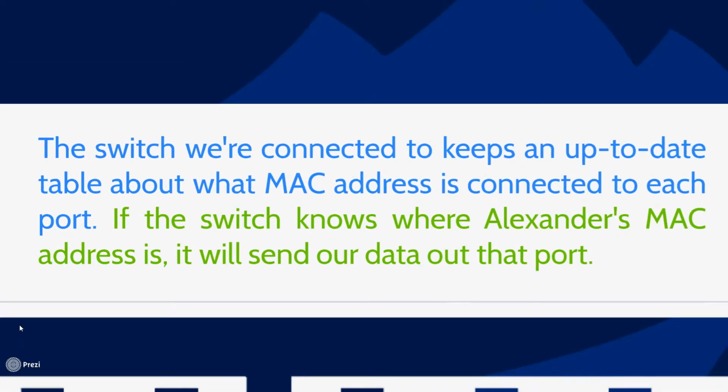So the switch that we're connected to, as well as all good switches, keeps an up-to-date table about which MAC addresses are associated with which ports on that switch. And if the switch that we're connected to in this example knows where Alexander's MAC address is, it's going to send our data out the port where it knows the MAC address lives.